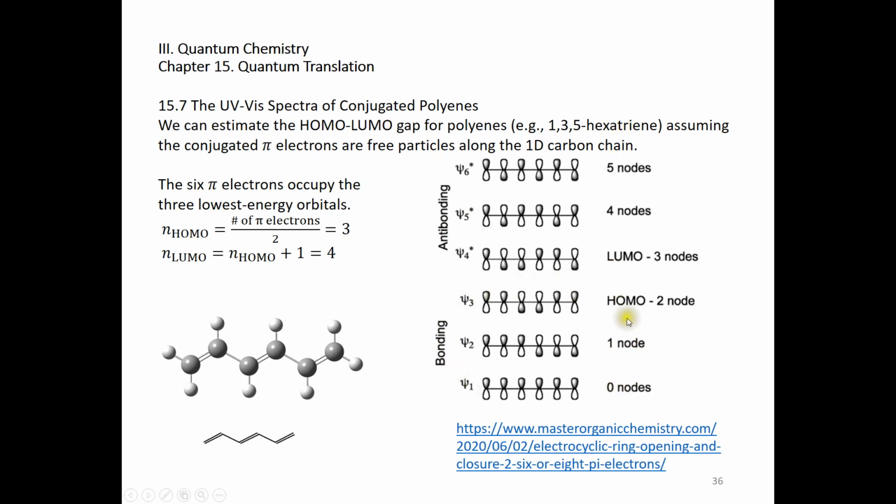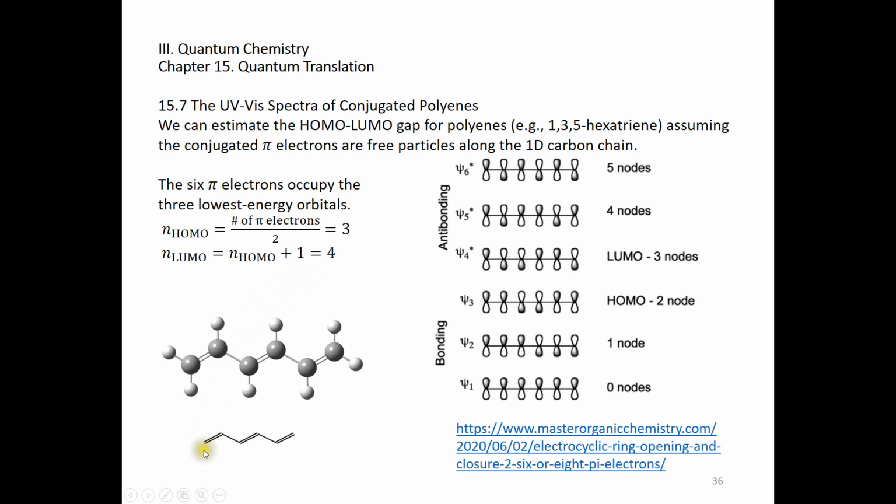The bottom 3 are occupied by the 6 pi electrons. The top 3 MOs are unoccupied. The bottom 3 with fewer nodes are bonding orbitals. The top 3 are anti-bonding orbitals. And again, we analyze the number of nodes. We analyze the quantum numbers for those MOs.